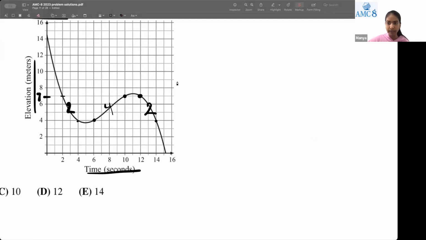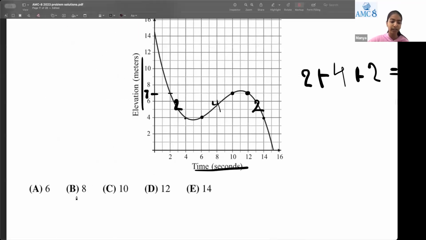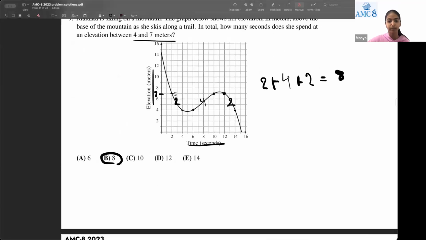And we need to know the time in seconds. Well, the time in seconds is going to be equal to 2 plus 4 plus 2. And if we add this all up, we're going to get 6 plus 2, which is equal to 8. And that's how we got our answer choice B.